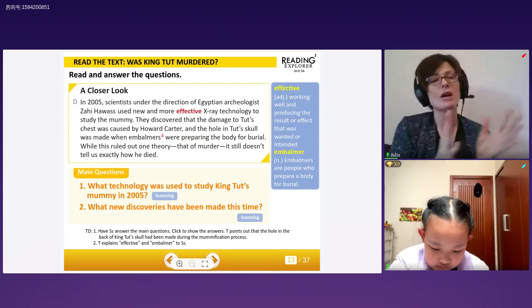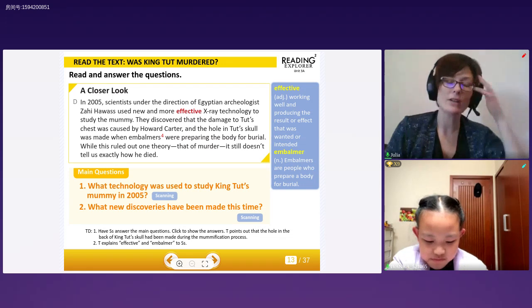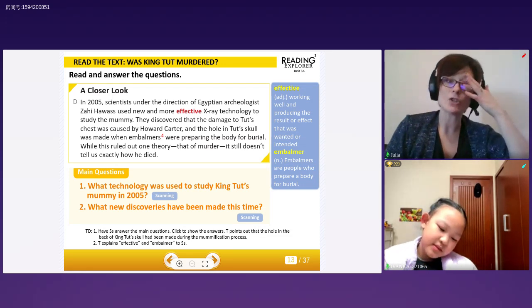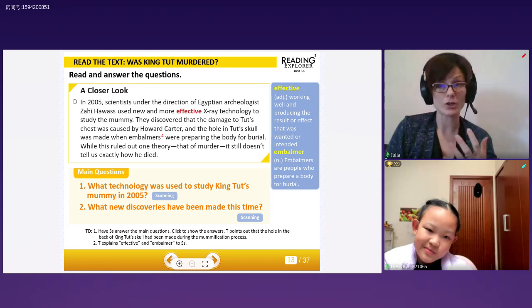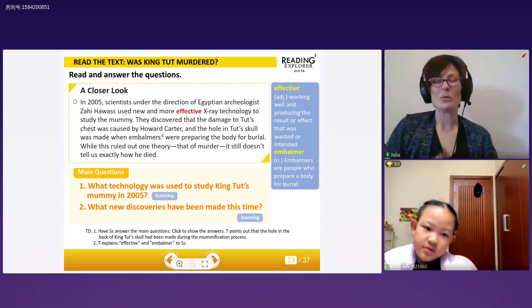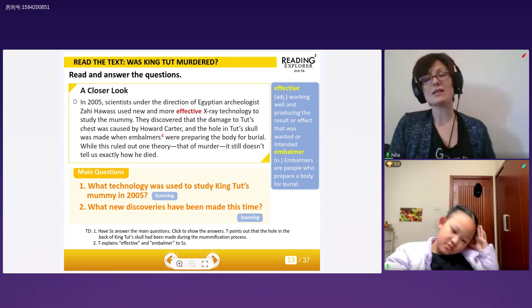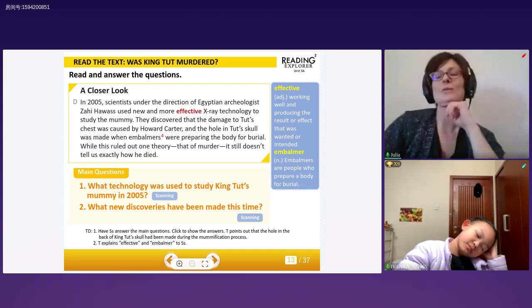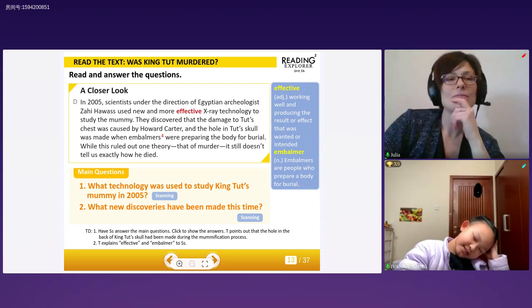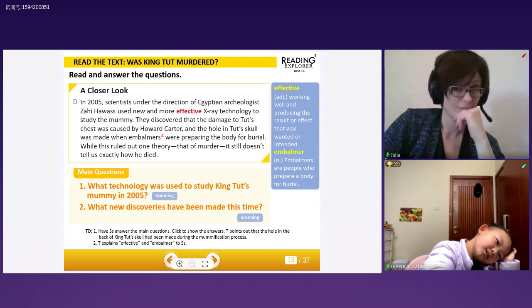May I ask you now, as we talk about the closer look that happened in 2005, something that a famous Egyptian archaeologist named Zahi Hawass made, actually, right? Was King Tut a famous pharaoh, in your opinion? To sum it up, King Tut was a very famous pharaoh.